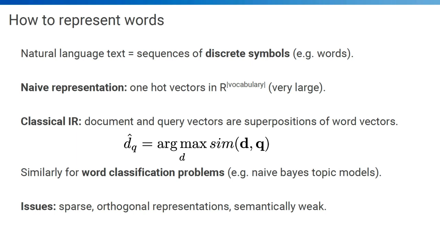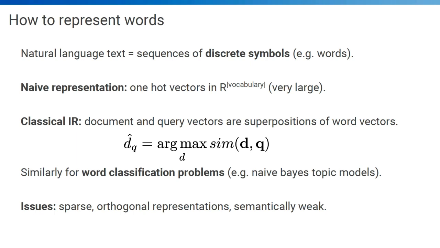Similarly, this naive approach has been used in basic word classification problems and topic models. In fact, topic modeling isn't a classification problem, ignore that, but it's been used in a variety of simple text processing approaches. There are obvious issues to this representation.